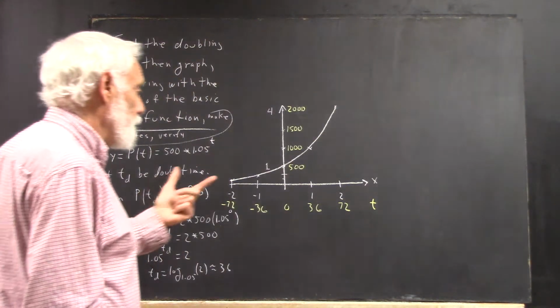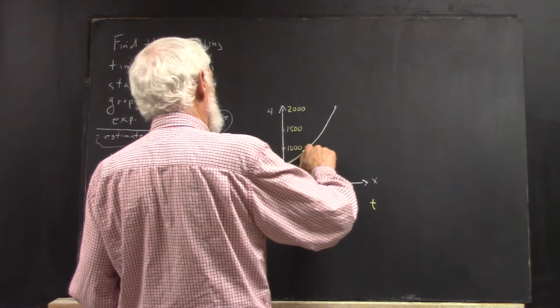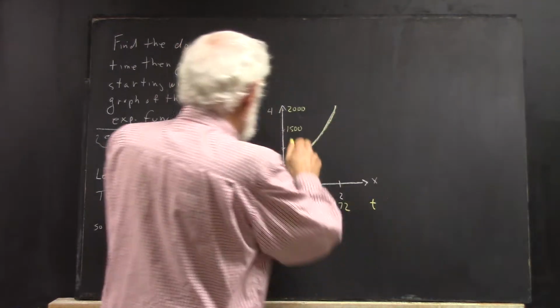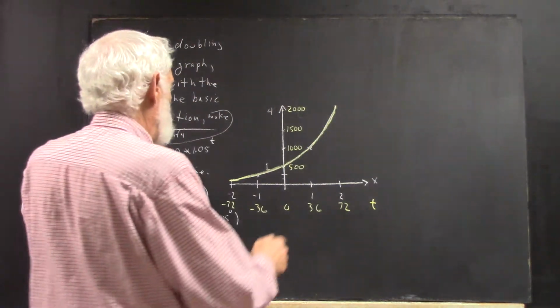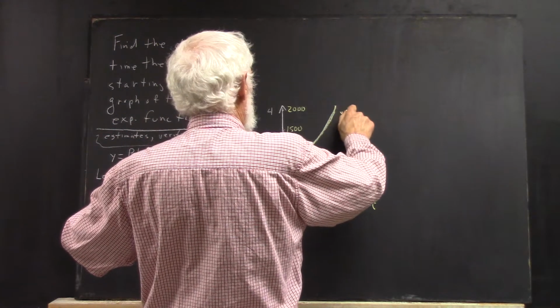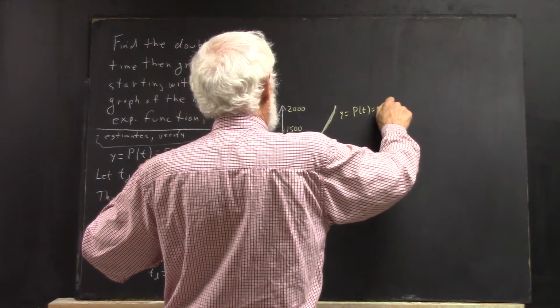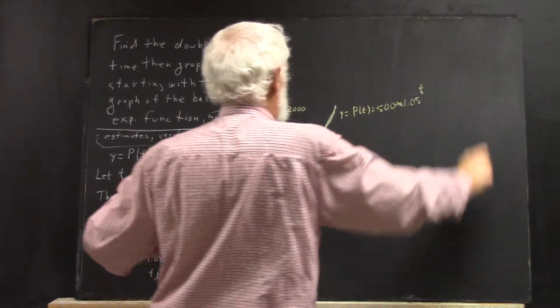And now our graph, I'll go ahead and make it yellow. It's exactly the same curve, but according to this labeling, the graph represents this function now. So we have the yellow function, y equals P of t equals 500 times 1.05 to the t.